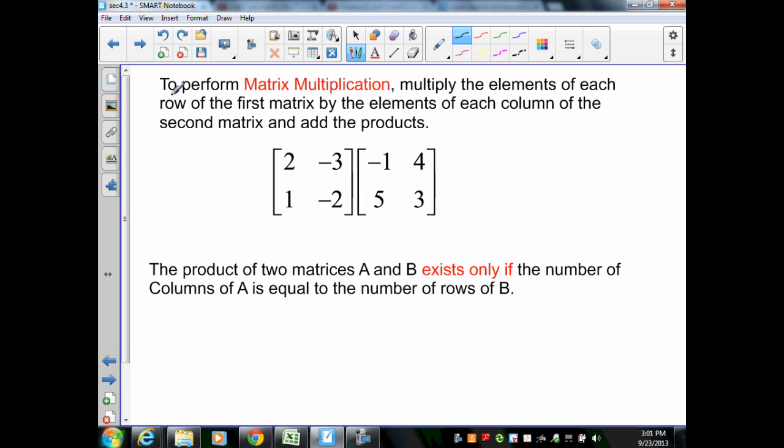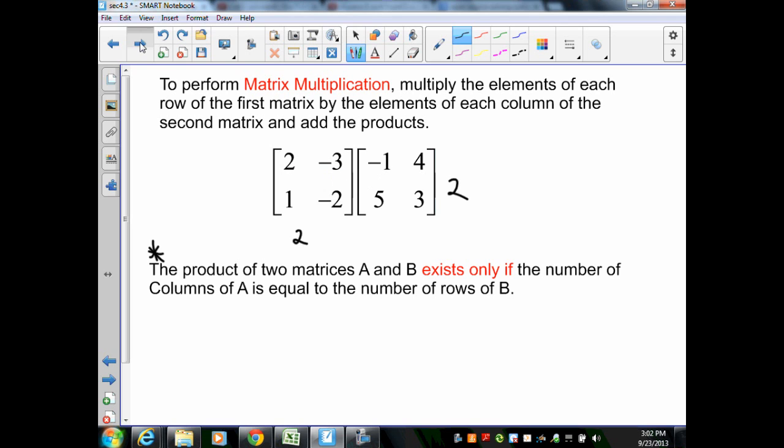First, to perform matrix multiplication, multiply the elements of each row of the first matrix by the elements of each column of the second matrix and add the products. But we have a key issue that we have to make sure we have. The product of two matrices A and B exists only if the number of columns of A, and in this situation I have two columns, is equal to the number of rows in B. And here I have two rows. So that means I can find the product of these two matrices. The next slide will show the actual procedure to do this.